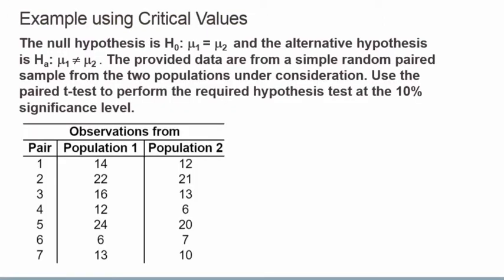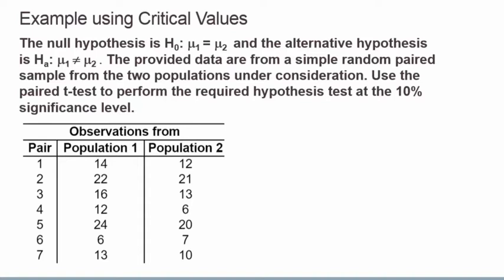Example using critical values. The null hypothesis is H0: mu1 equals mu2, and the alternative hypothesis is Ha: mu1 does not equal mu2. The provided data are from a simple random paired sample from two populations under consideration. Use the paired t-test to perform the required hypothesis test at the 10% significance level.